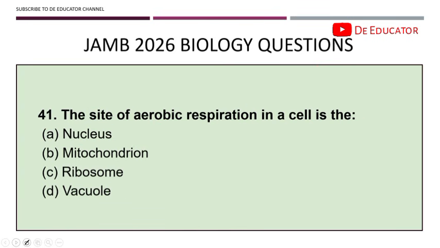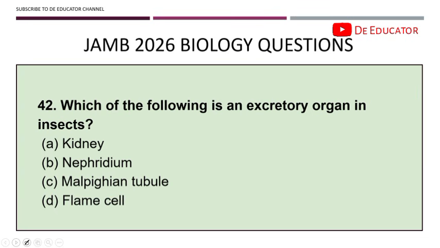All right, question 41. The site of aerobic respiration in the cell is the mitochondria. Please take note of that. Aerobic respiration occurs in the mitochondria. All right, moving on, we have question 42. Which of the following is an excretory organ in insects? The excretory organ in insects is the malpighian tubule. Kidney in humans, nephridia in earthworms, and then you have flame cells also. So you should take note of all of these.